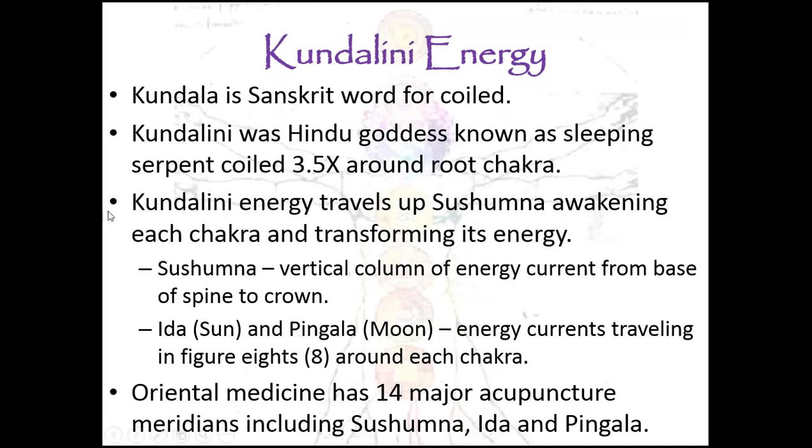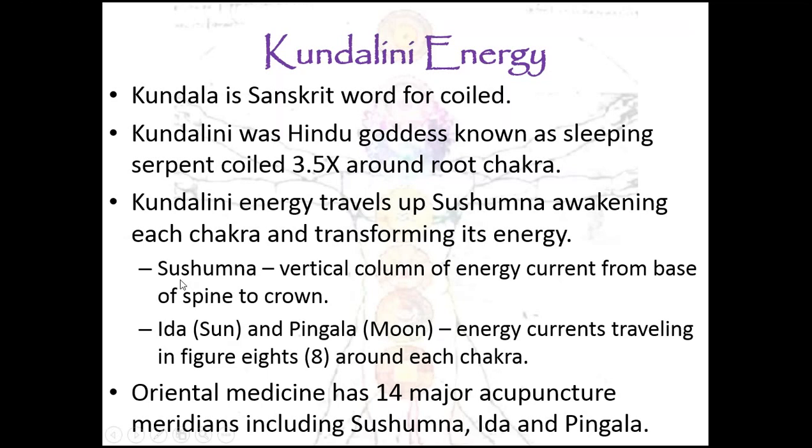Now I'll show you in a moment a picture of all of these, but this is, again, the Sushumna is a vertical column of energy current from the base of the spine to the crown. And there are 2 additional energy currents that travel around each chakra in figure 8, the Ida and Pingala, related to sun and moon. Now, I came across different representations of these in Anodea Judith's books, and these are the 2 that felt right for me. In her various books, I found it both ways. This one seemed to be the majority of the way.